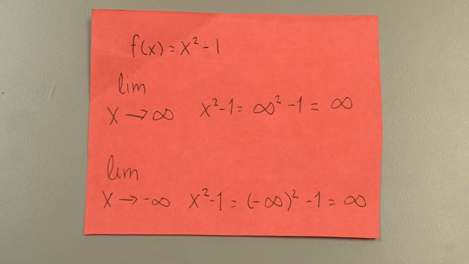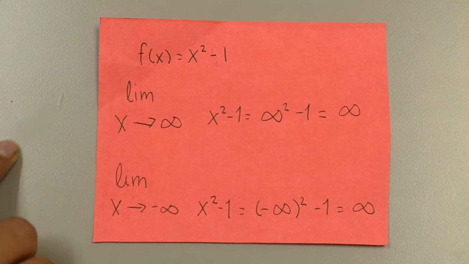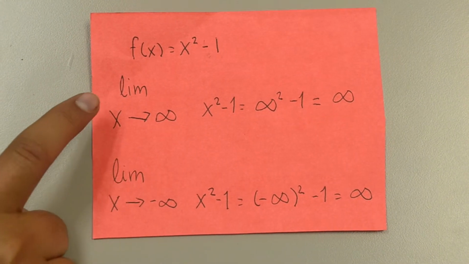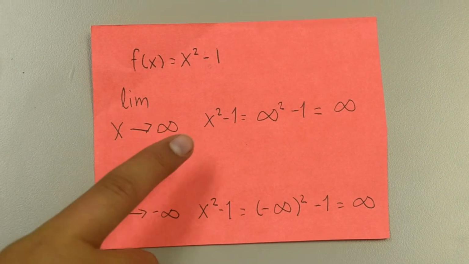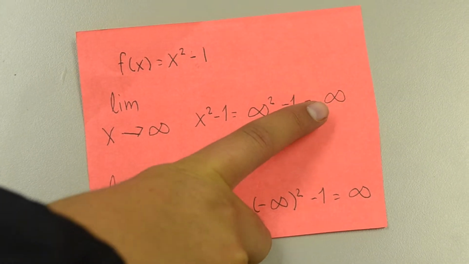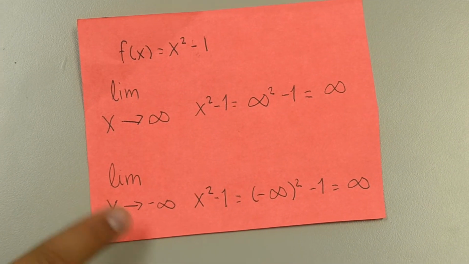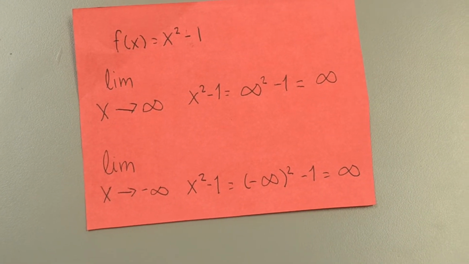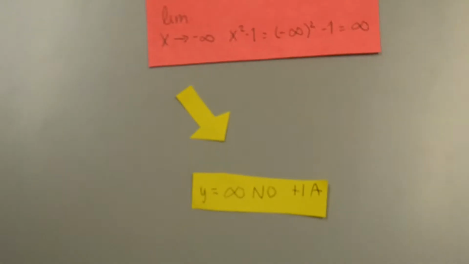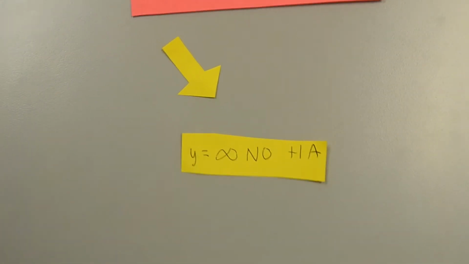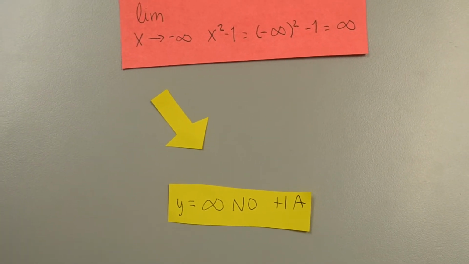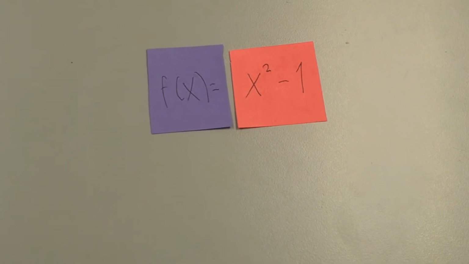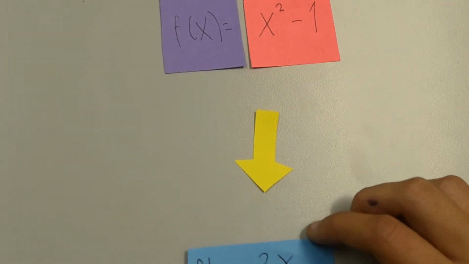In order to solve the horizontal asymptote, we compare both sides of the limits at infinity. To the right, it gave us positive infinity, and then to the left using minus infinity, which also gave us positive infinity, and the result is that there's no horizontal asymptotes because we have an infinity. Well, this is our function, and the derivative of that function is 2x.